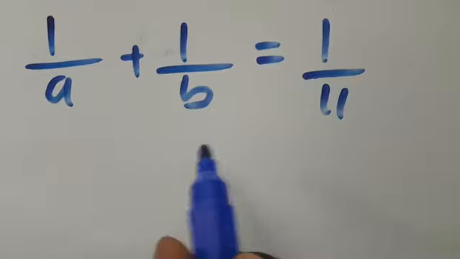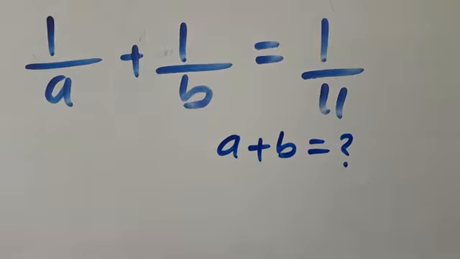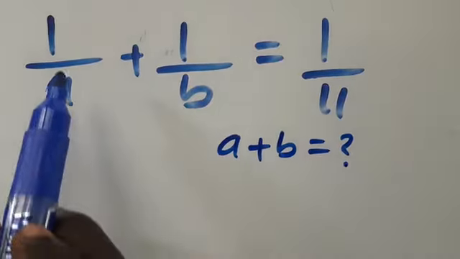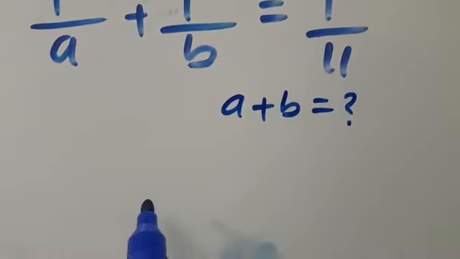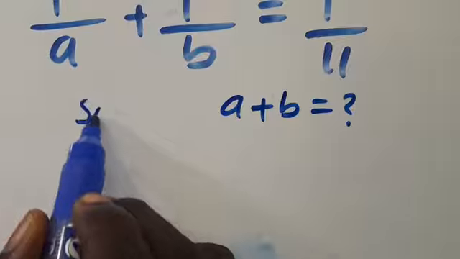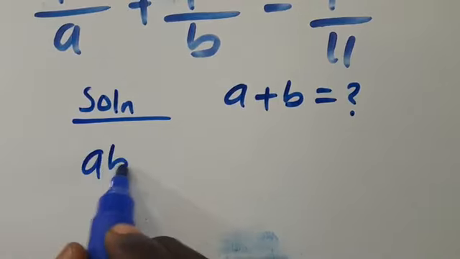Hi guys, we want to find the value of a plus b, given that 1 divided by a plus 1 divided by b equals 1 divided by 11. Now let's have it in solution. Let's multiply it through by ab.